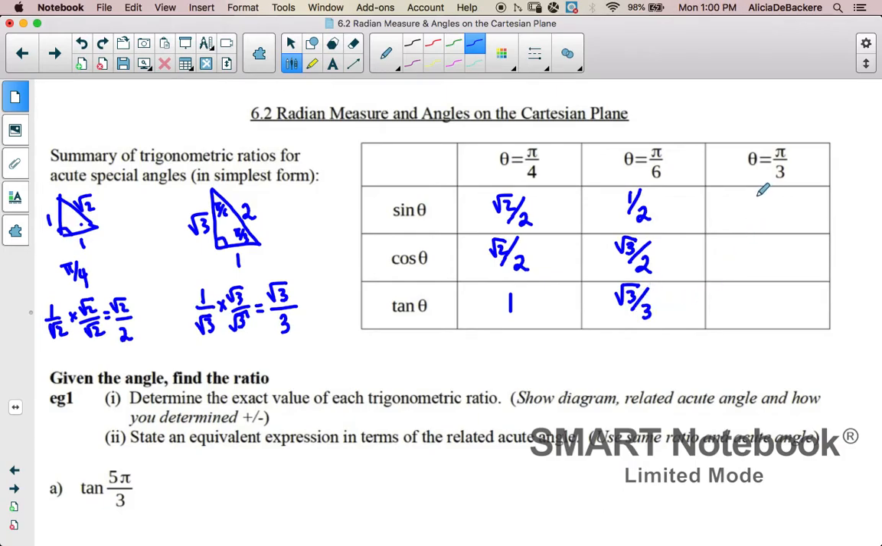And then pi by 3, I'm going to switch corners, and we're taking a look at this corner down here now. For sine of pi by 3, I want the opposite, root 3 over 2.